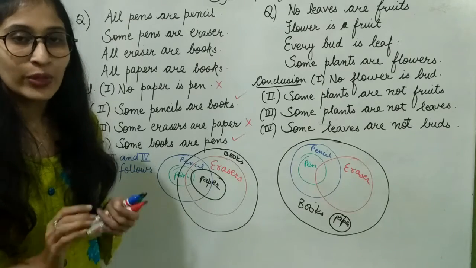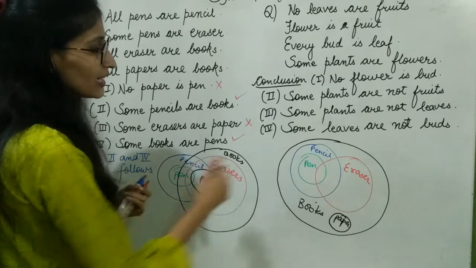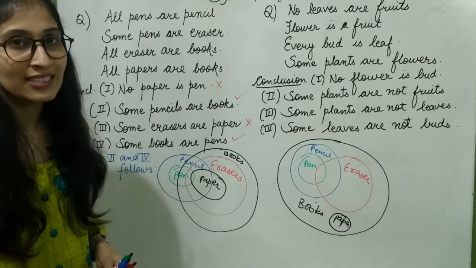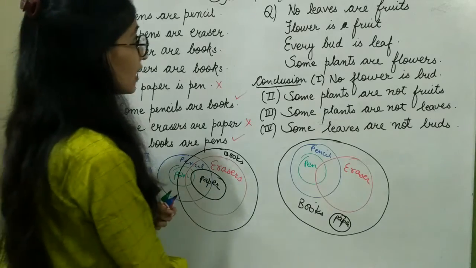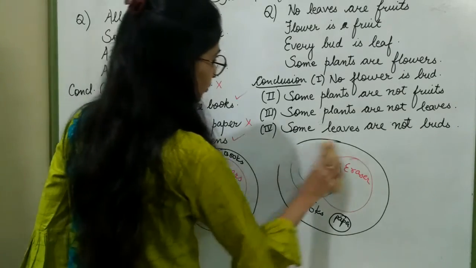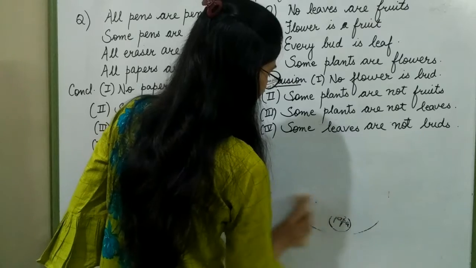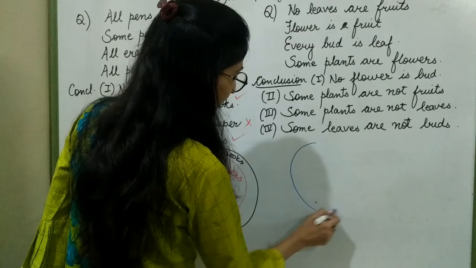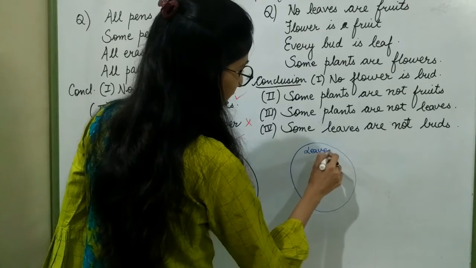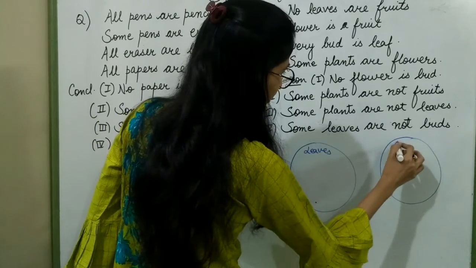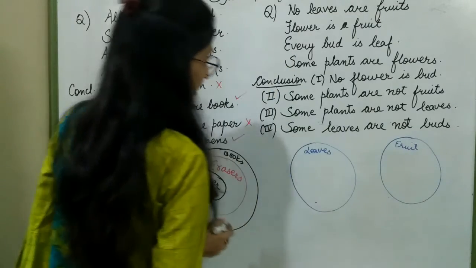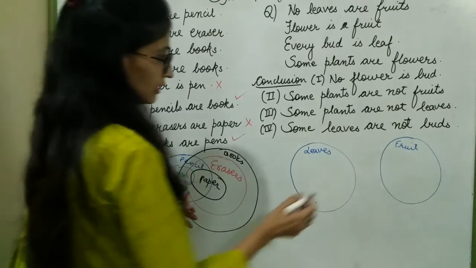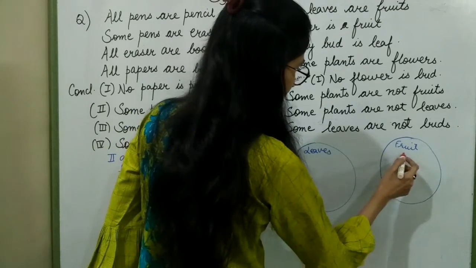So first, with the given statements, draw the possible Venn diagrams and then check which of the conclusions are satisfying all these. Next question is, no leaves are fruits. So leaves and fruits will be two separate entities. This is my leaves and this is fruit. Next is, flower is a fruit. So flowers are fruit.